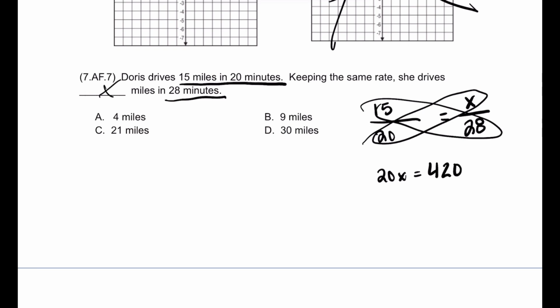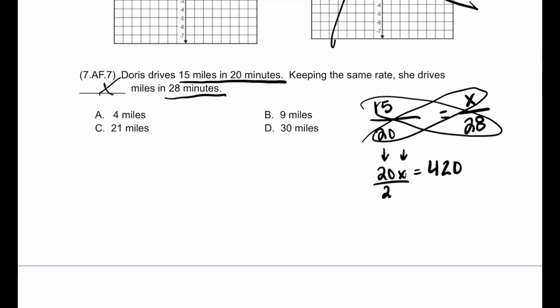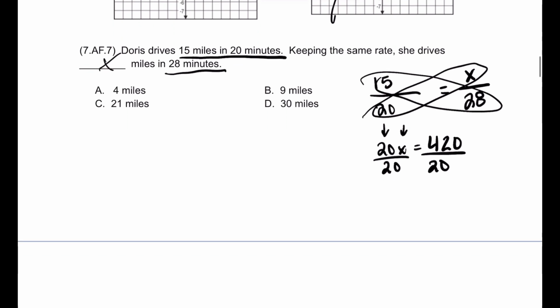At this point, my whole goal here is to get X completely by itself, so I have to get rid of this 20 right here. The relationship between that 20 and X is multiplication, so in order for me to get rid of it or get X by itself, I have to do the inverse operation, which is division. 20 divided by 20 gives me 1, which is the same thing as X. And 420 divided by 20 gives you 20. Hold on. Sorry, that's 21.